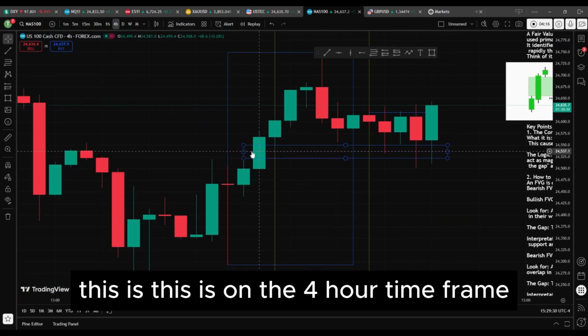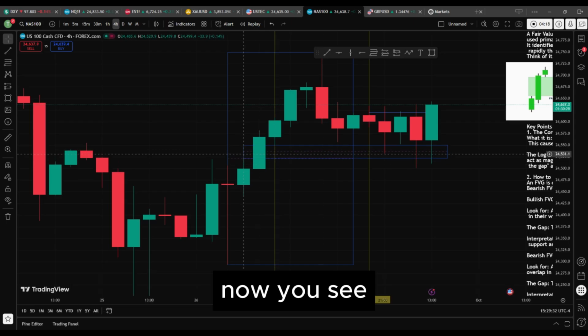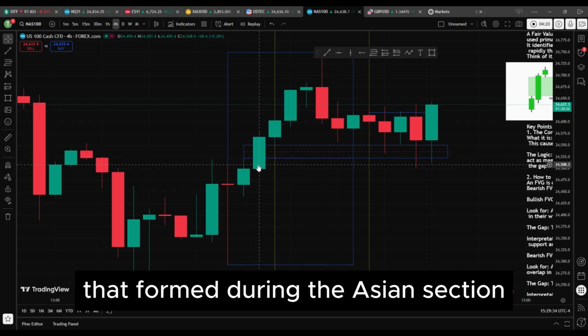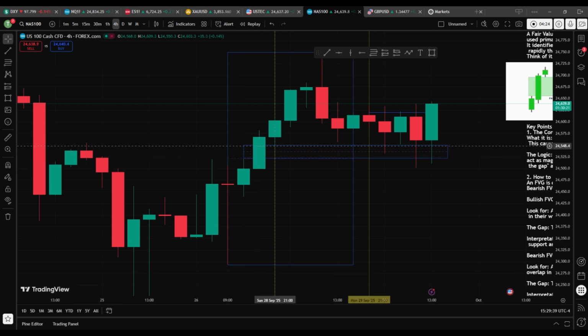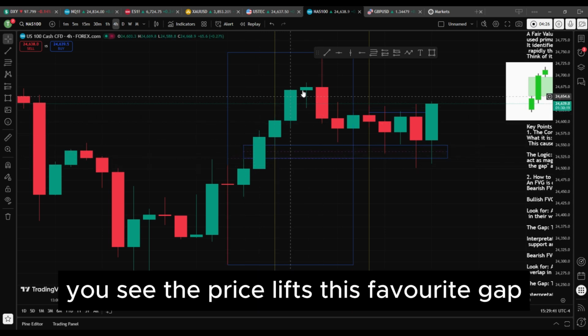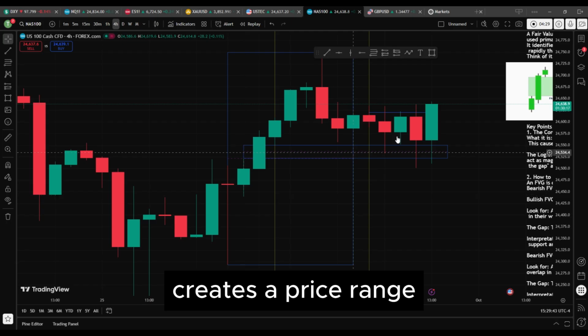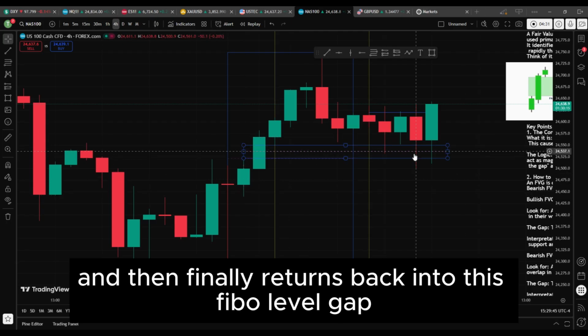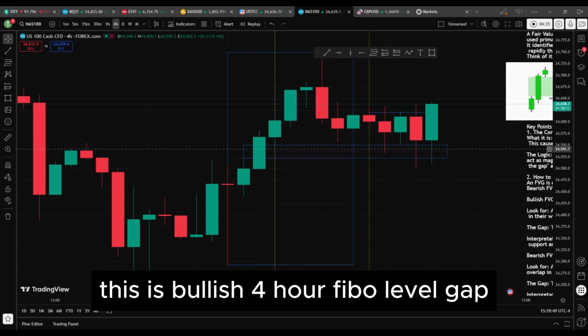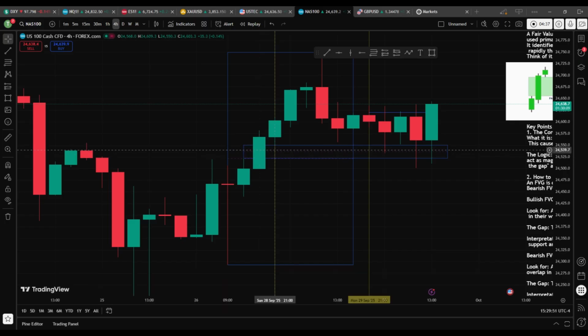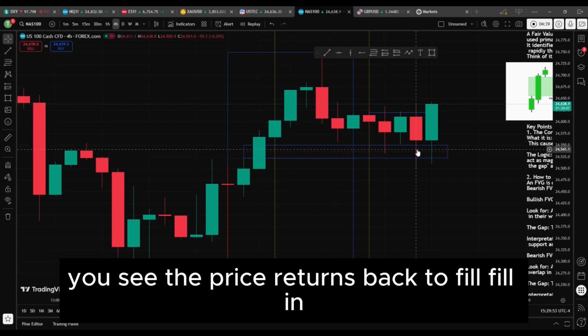This is on the 4-hour time frame now. You see, there is a fair value gap that formed during the Asian session. You see the price lifts from this fair value gap, trades a price range, and then finally returns back into this fair value gap. This is a bullish 4-hour fair value gap. You see the price returns back to fill it in.